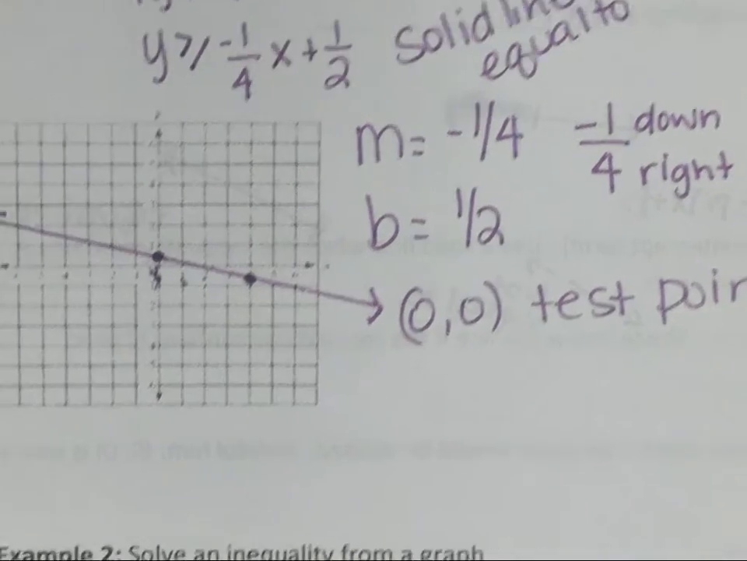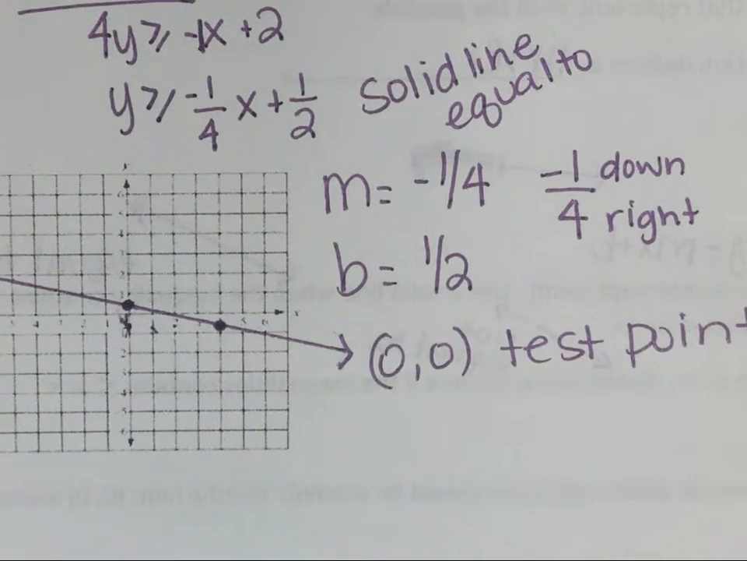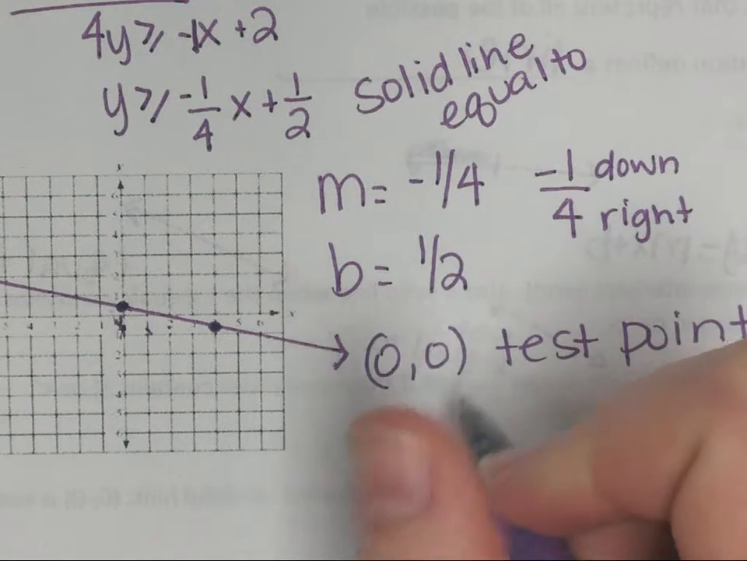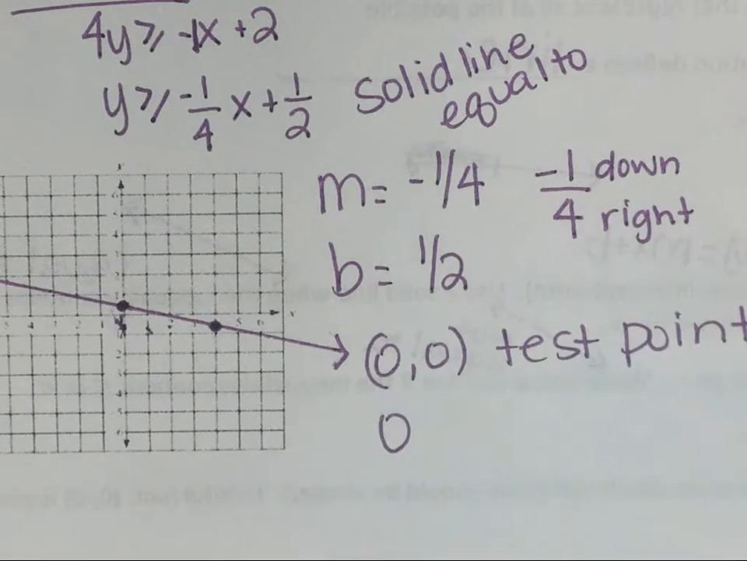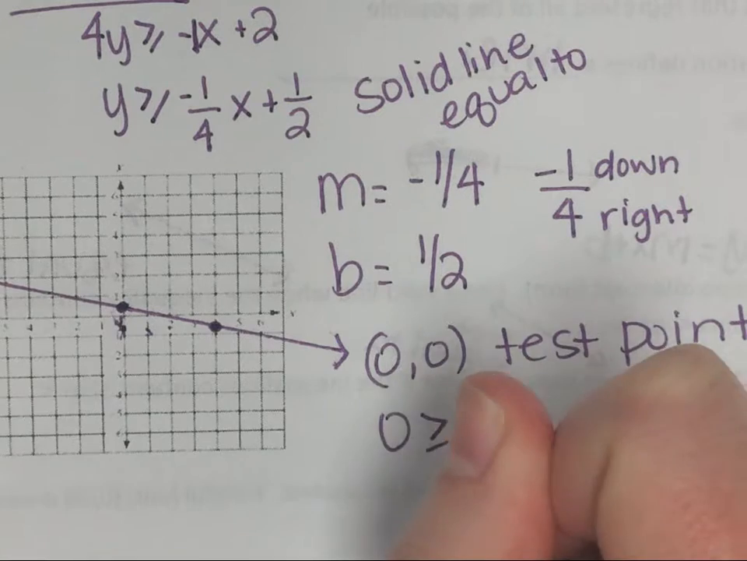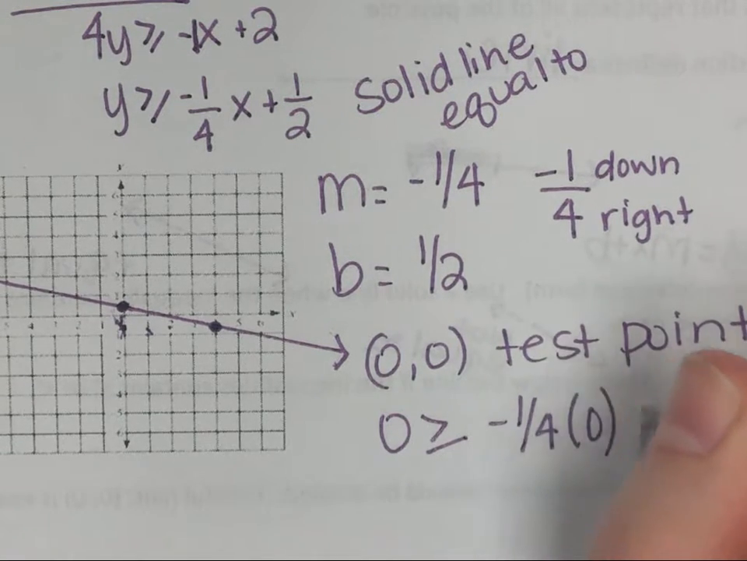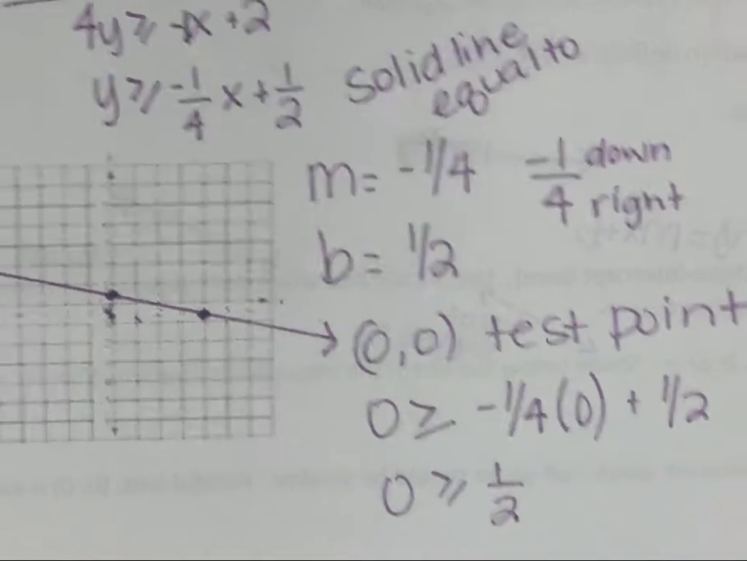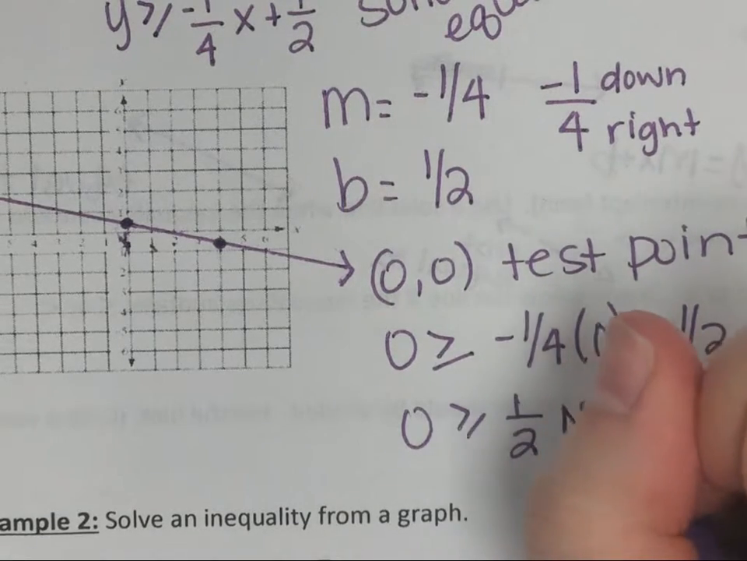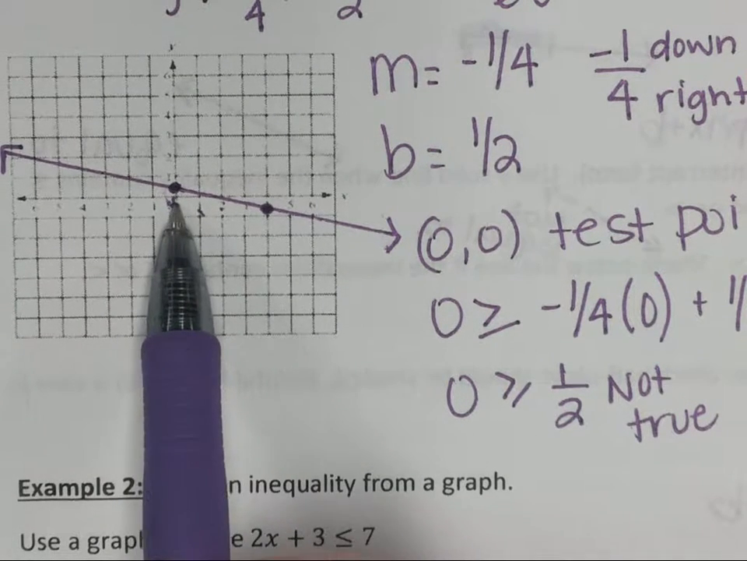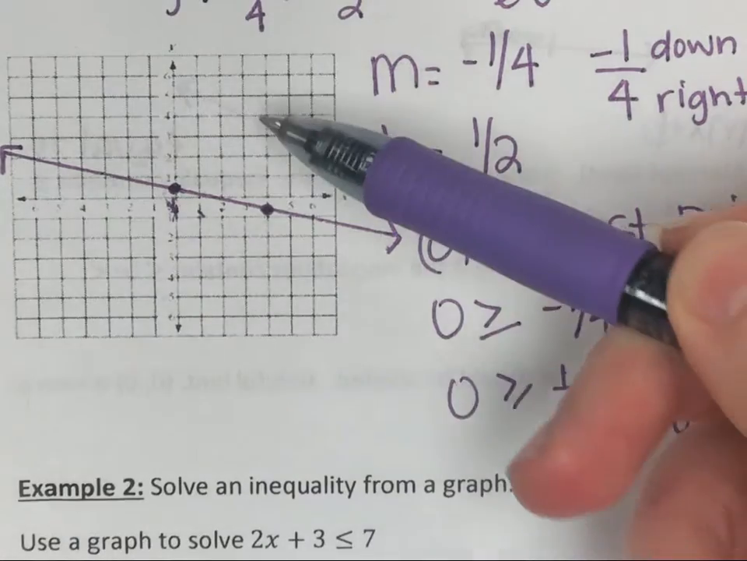And you want to plug that into our already solved inequality, not the original? You can plug it into the original as well. It'll do the same thing. So 0 is greater than or equal to negative 1/4 times 0 plus 1/2. So 0 is greater than or equal to 1/2, which again, you guys have told me, is not true. So we are going to shade the opposite side. If 0, 0 is below this line, it's right here, we're going to shade right up here. Okay?